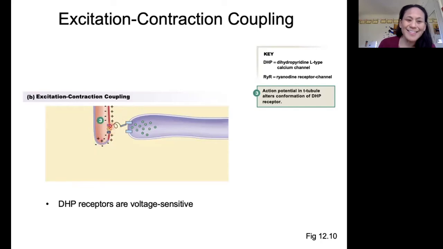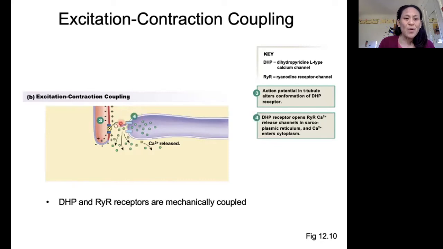It also happens that this DHP receptor is mechanically coupled to this calcium channel that is in the sarcoplasmic reticulum, okay? So when we depolarize the DHP receptor, we get a conformational change that's coupled to that calcium channel. It's going to cause that calcium channel to open, and that is going to allow calcium to be released from the sarcoplasmic reticulum into the cytosol or the sarcoplasm, okay?